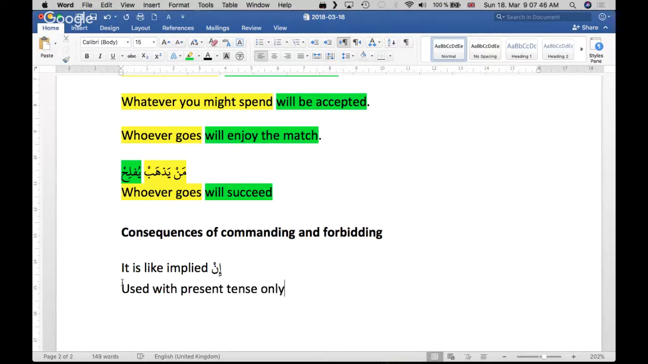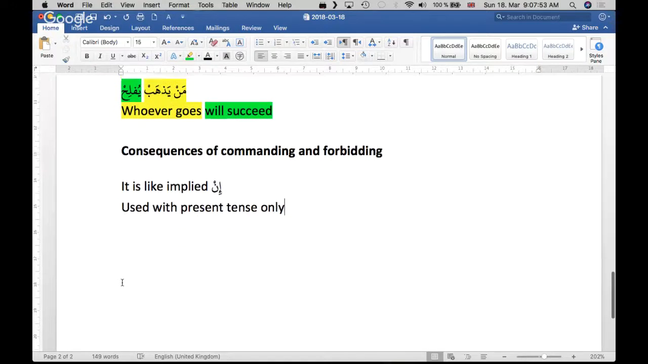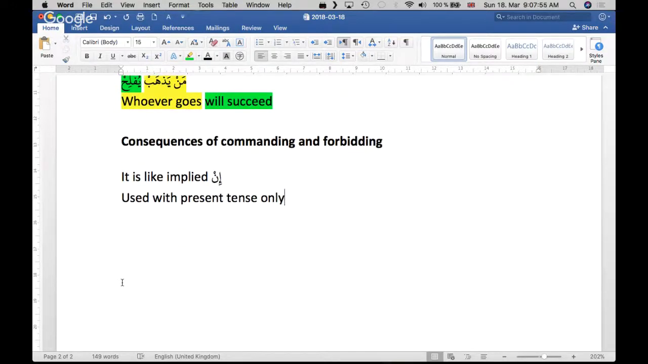Why is it used with present tense only? It is used with present tense only because of common sense. Commanding and forbidding only applies to present tense. There is no past tense to commanding and forbidding. And these are the conditions we establish using commanding and forbidding.